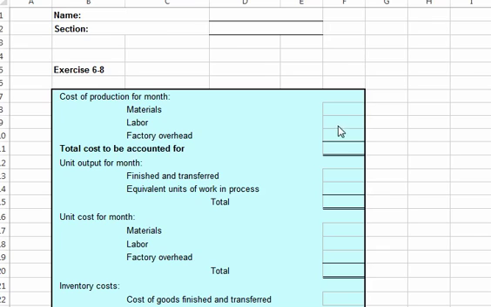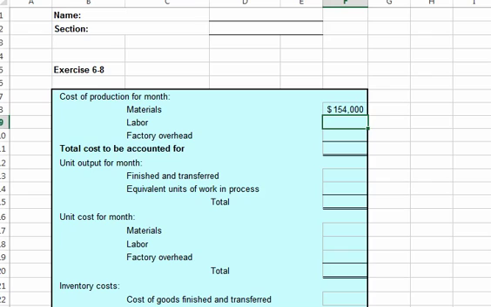Okay, so we have a form here for doing this. Cost of production for the month. For materials, we have $154,000. For labor, $48,000. And for factory overhead, $26,500. And we'll sum those up to get total cost to be accounted for: $228,500.